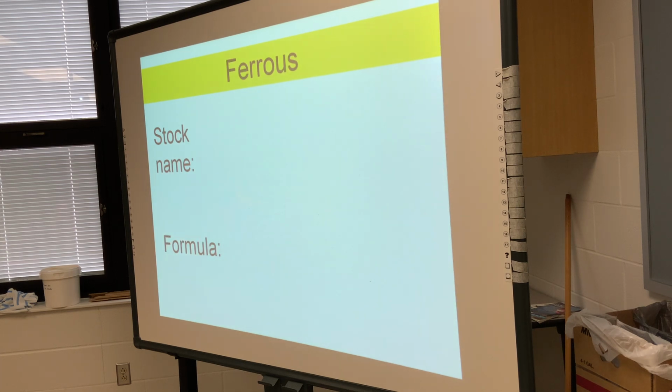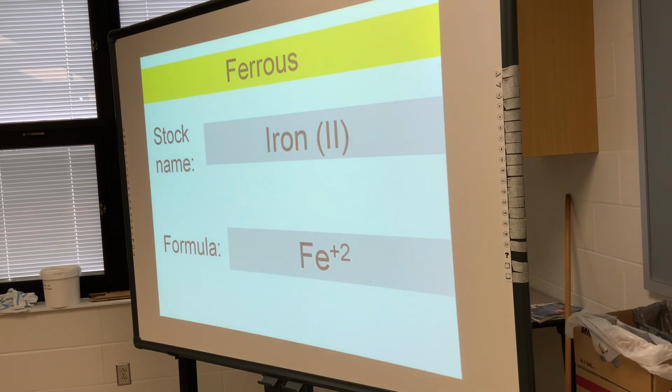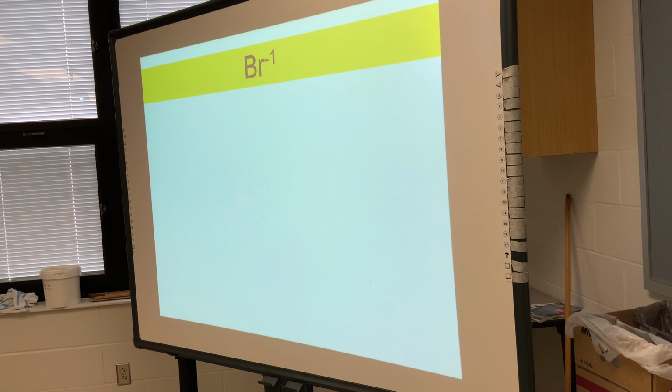What are the two charges for iron? 2 and 3. Ous is which one? Lower one. Iron 2, Fe positive 2. Br negative 1 is called bromide.